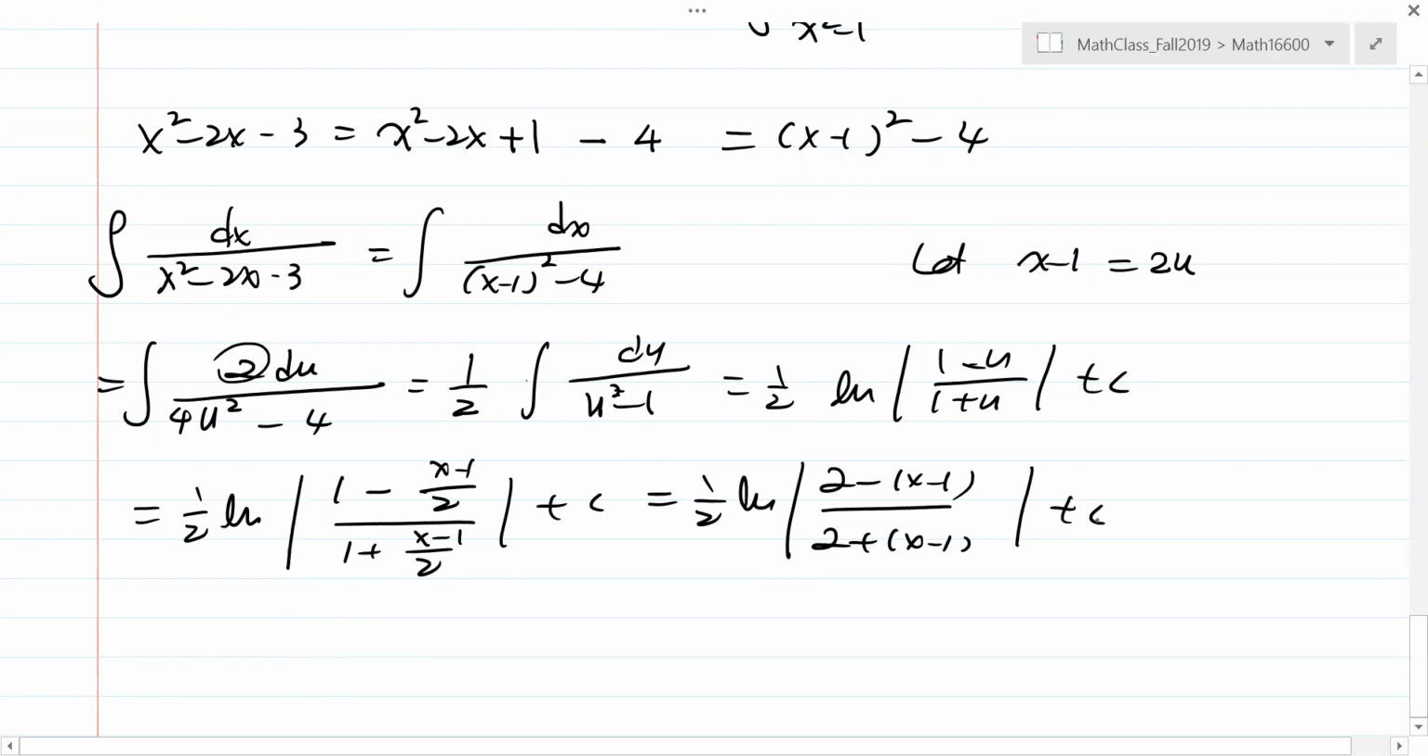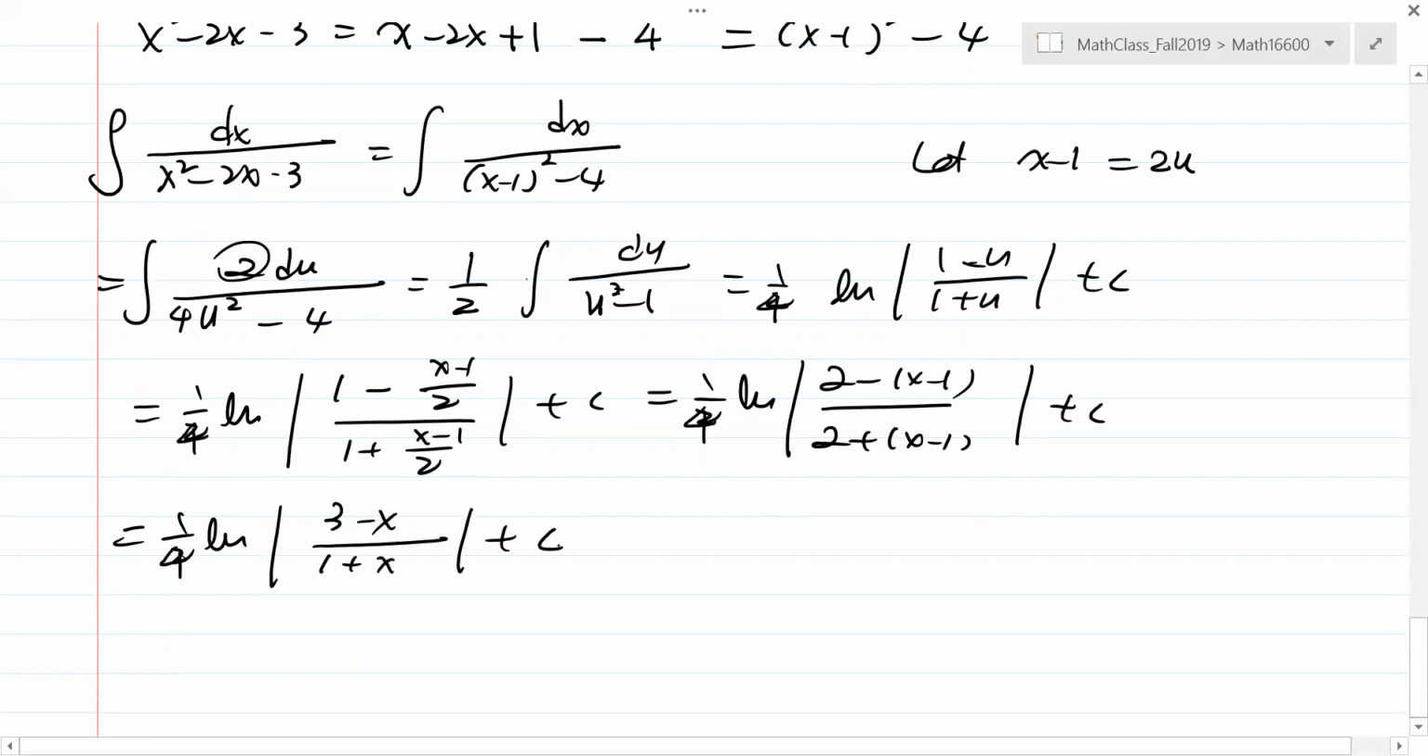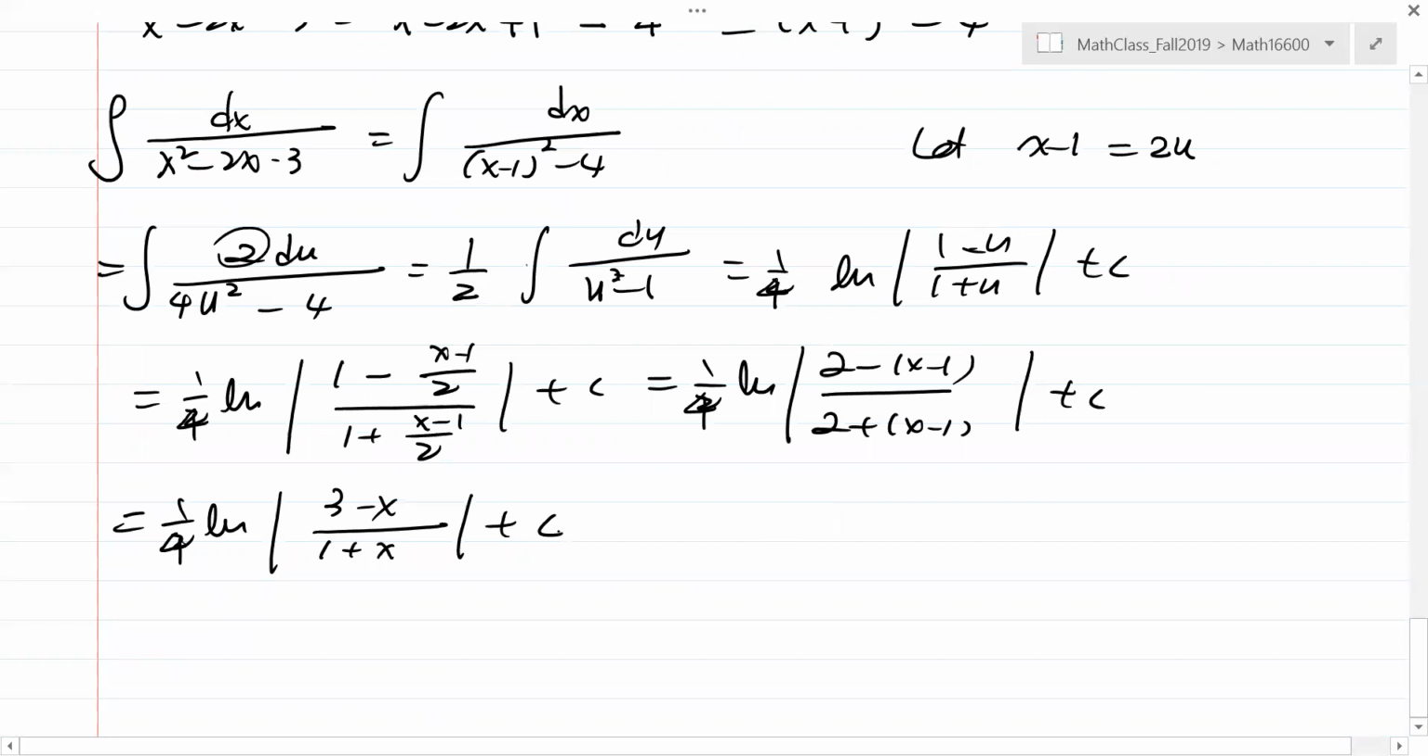Right? And then you simplify. I have a 2, no, I have a 4 here. Yeah, that's the 4 that is missing, because I already have a 1/2 here, then I get another 1/2. So this is going to be one quarter of natural log of (3 minus x) over (1 plus x), plus constant. Since it's inside the absolute value symbol, you can change 3 minus x to the same as x minus 3. Okay, so this is the answer.